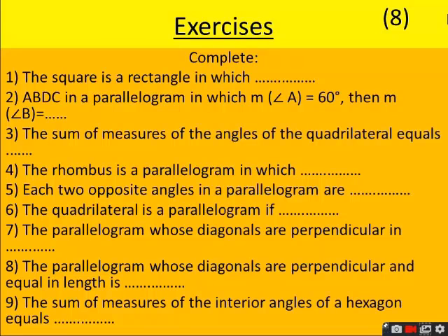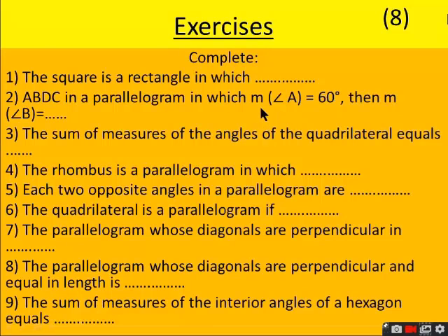Now the first one: the square is a rectangle in which what? Say yes, the two diagonals are equal in length. The square is a rectangle in which the two diagonals are equal in length and they are perpendicular, because the two diagonals of the rectangle are already equal in length. Then to be a square, the two diagonals must be perpendicular. Then the answer of question 1 is: the square is a rectangle in which the two diagonals are perpendicular.